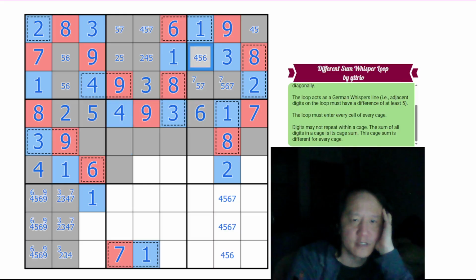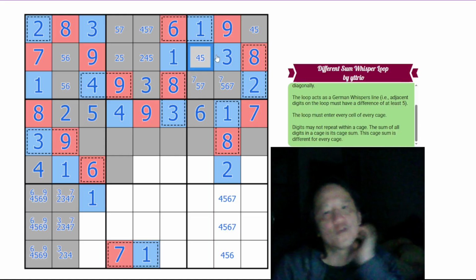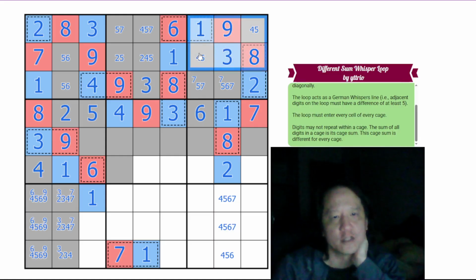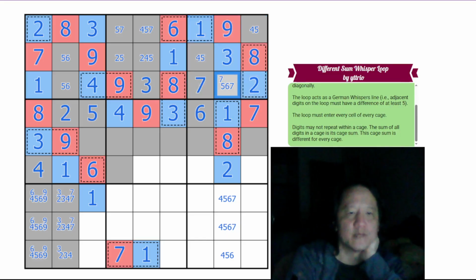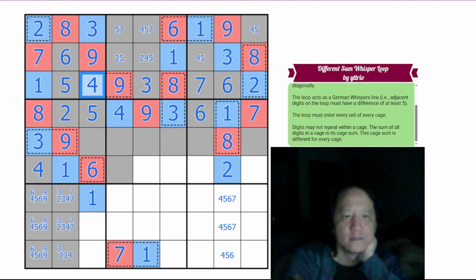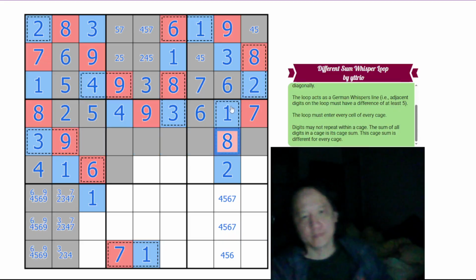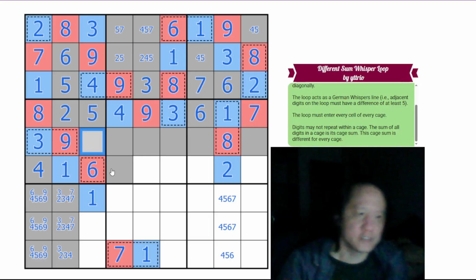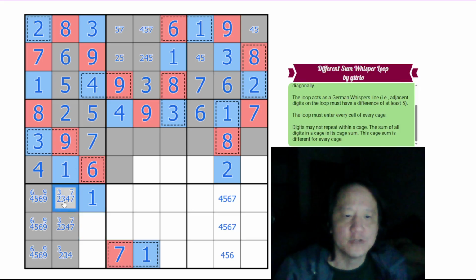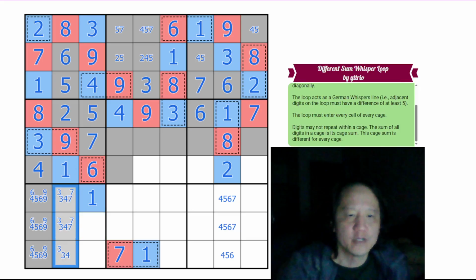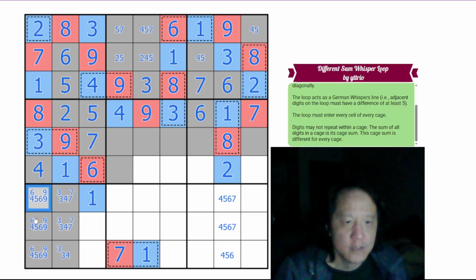6 eliminates 6 here and here. We have a 4, 5 pair in box 3, which eliminates 4 and 5 in the rest of the box. This can't be 5. It's 7. This can't be 5 or 7, so it's 6. 6 eliminates 6 here, so it's 5 and 6. Okay. Remaining digit in box 4 is a 7. So this cannot be 2 here. This becomes 3, 4, and 7. This can't be 4 here. This is 5, 6, and 9.